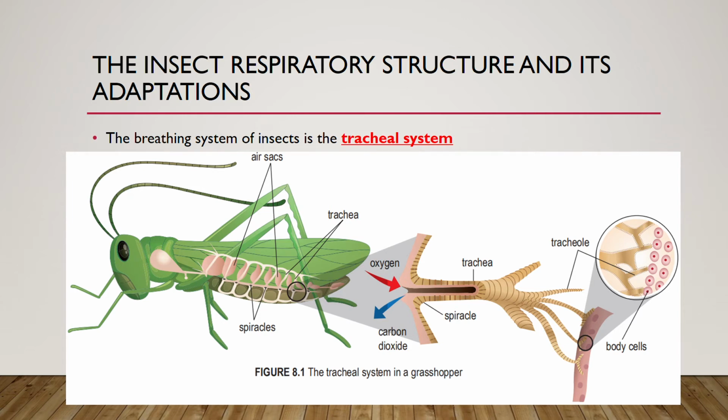Okay, now let's continue to look at the insect respiratory structure and its adaptation. So we'll start with the grasshopper. So you can see here, this is called the tracheal system, right? So we recognize this grasshopper. So it has got spiracles, the trachea, right? And then branching into tracheoles, and these are the body cells.